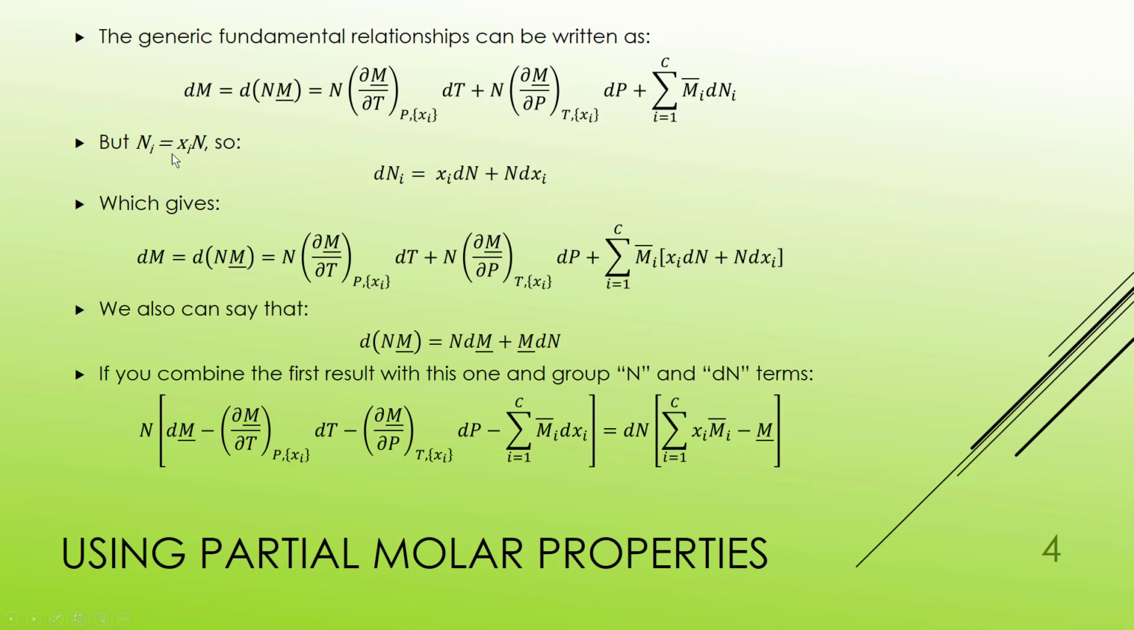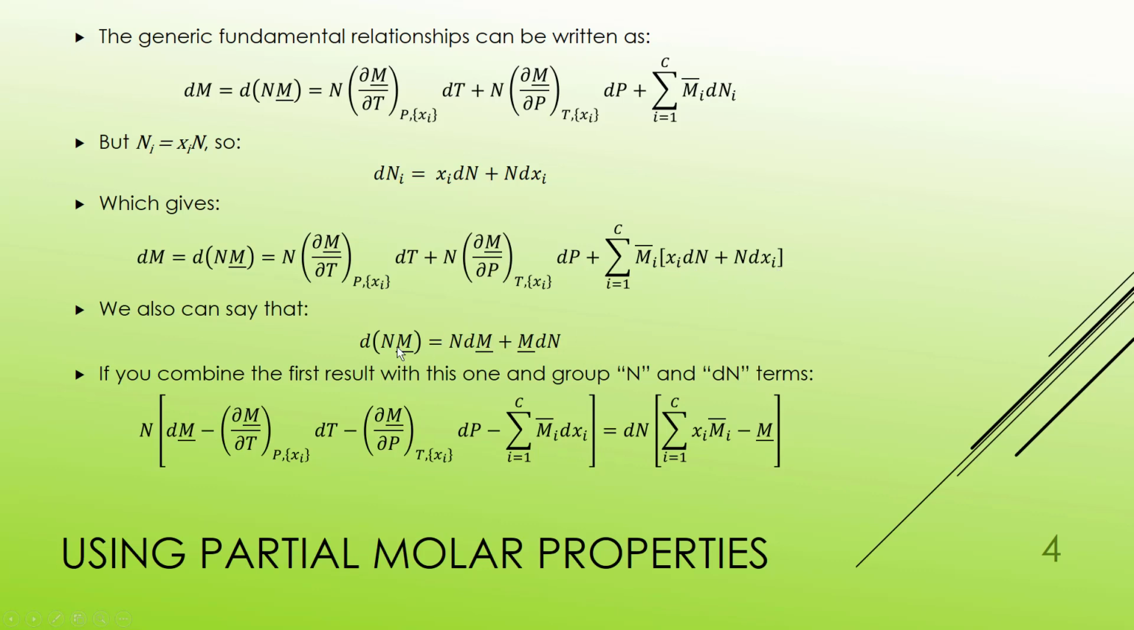Now, the number of moles of a particular species here really is the mole fraction times the total number of moles. And so this dNi could be rewritten as xi dN plus N dxi, simply using a product rule from calculus. And so if I introduce this into my fundamental relation form up here, I have the change with T dT, the change with P dP, plus the partial molar properties times xi dN plus N dxi.